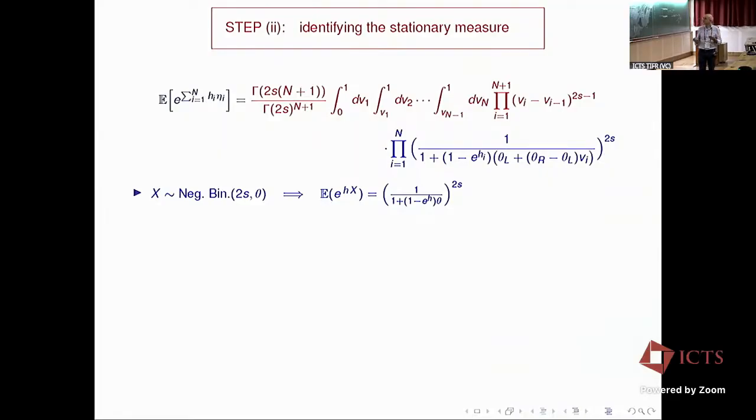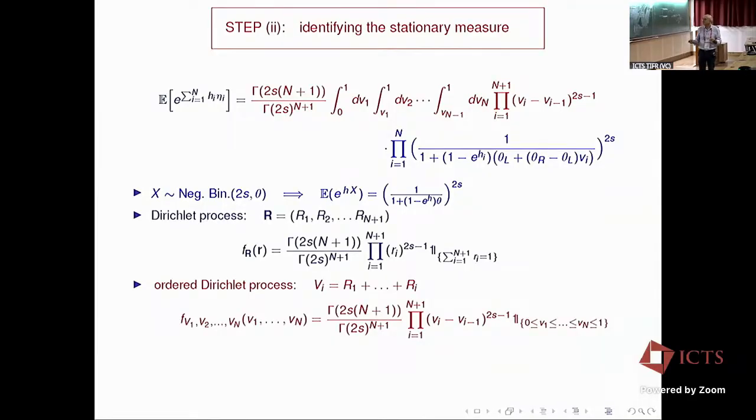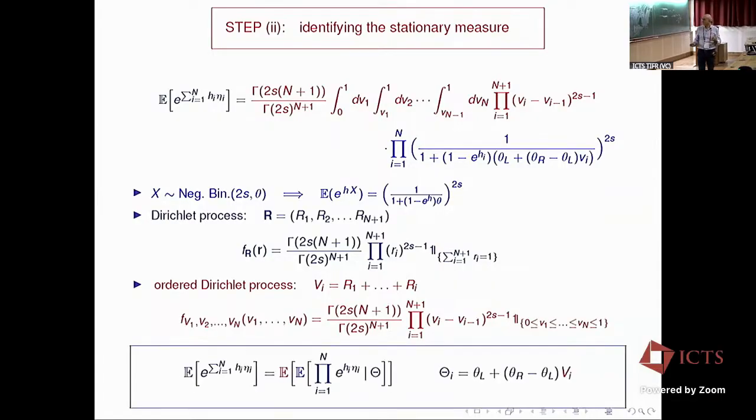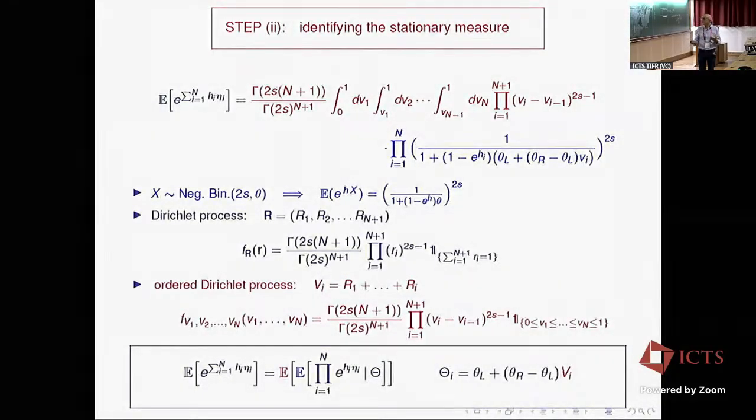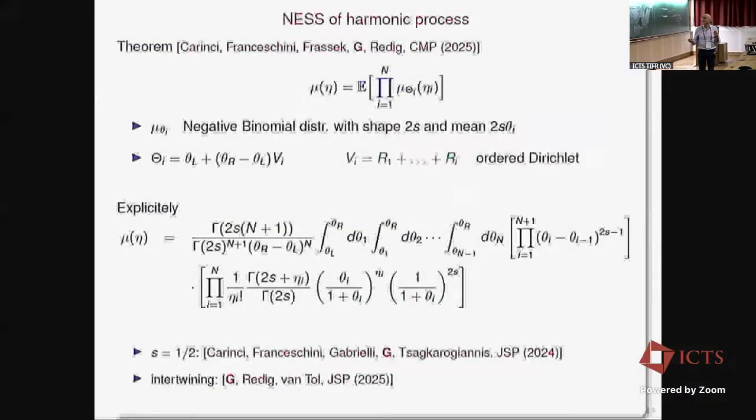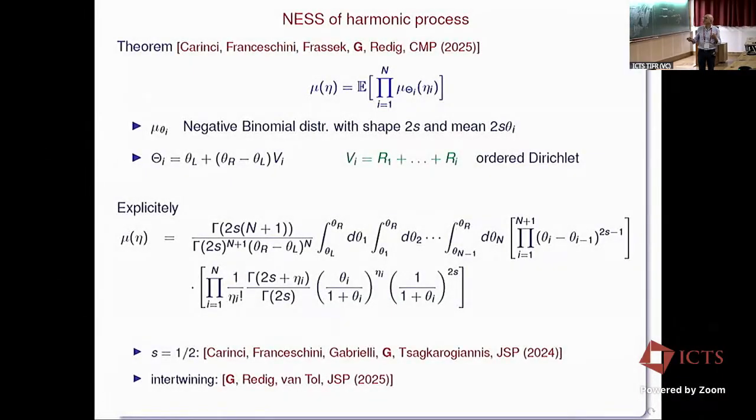It is the ordered Dirichlet process. One starts from the symmetric Dirichlet process on the simplex, and then sums the coordinates of the process. It's permutation invariant, so you can do it in any order, and you get precisely this density here. So the final result is that the generating function is an expectation of this conditional expectation. This means that the invariant law is a mixture. You start from a product of negative binomials, but the parameters of these negative binomials are random, distributed with the law of the ordered Dirichlet.